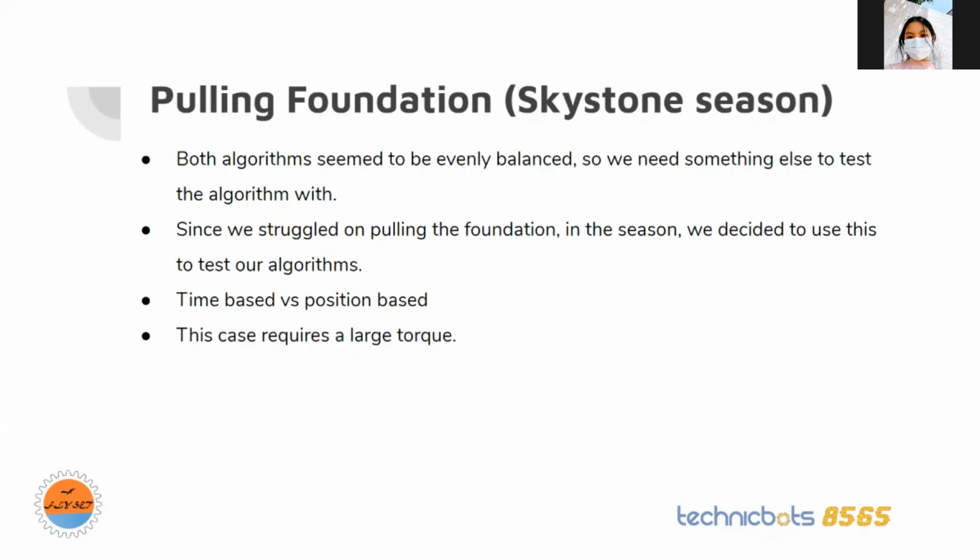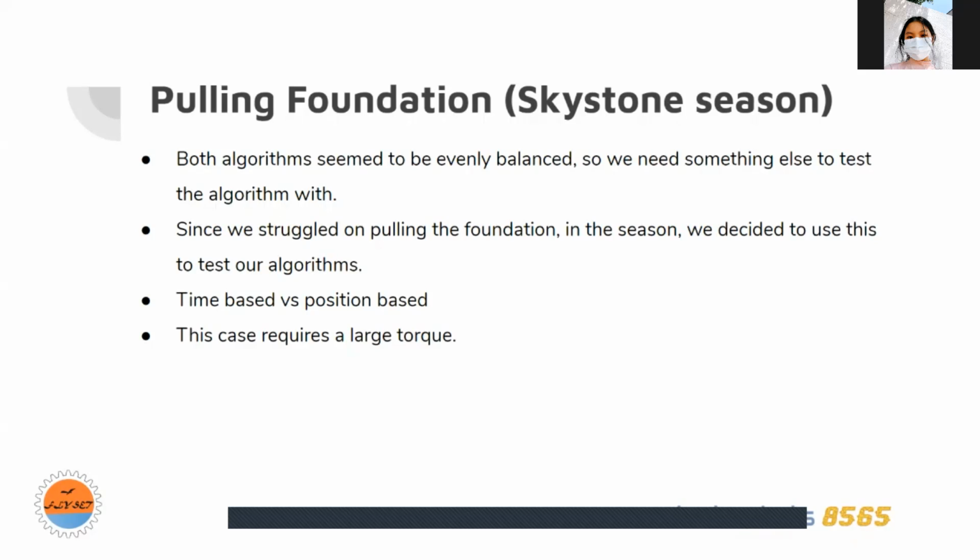Okay, and then next we have a case study of pulling the foundation. By this point, I had concluded that both algorithms have benefits over each other, so we needed something else to test the algorithms with. Since we struggled with pulling the foundation in the season, we decided to use it to test our algorithms. We just want to see time-based versus position-based. We also chose this case because it requires a large torque.